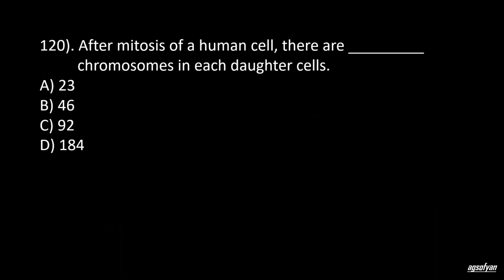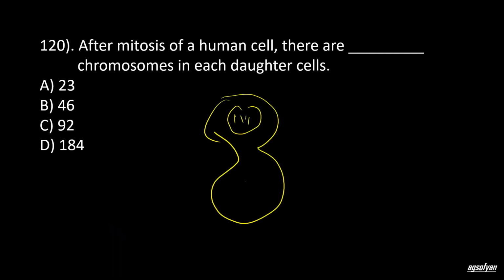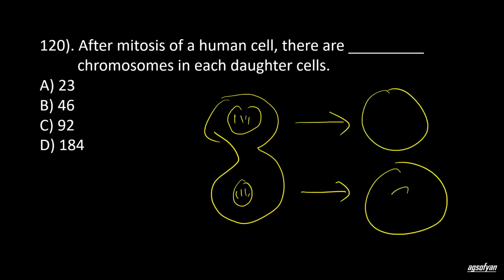After mitosis of human cell, there are blank chromosomes in each daughter cell. So after telophase, like this, okay, with 46 on the top, 46 on the bottom, then when the cell divides into two daughter cells, every daughter cell will carry 46 chromosomes.